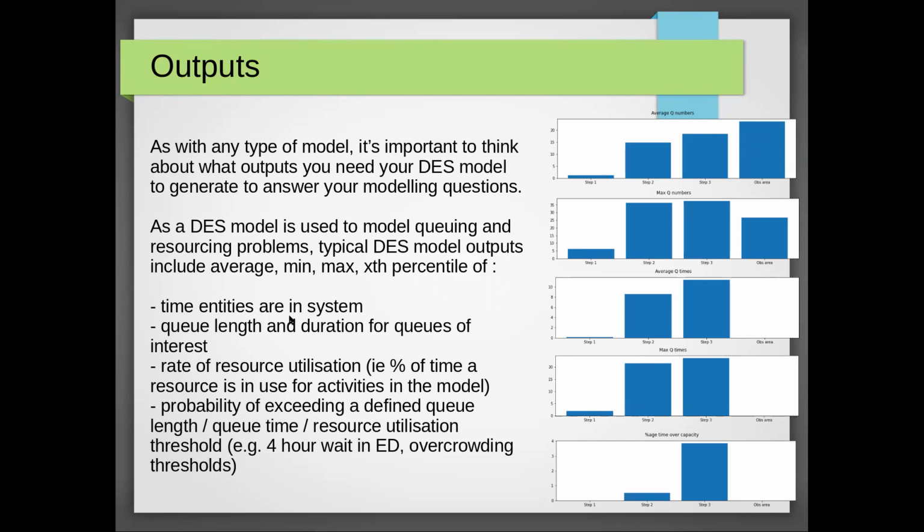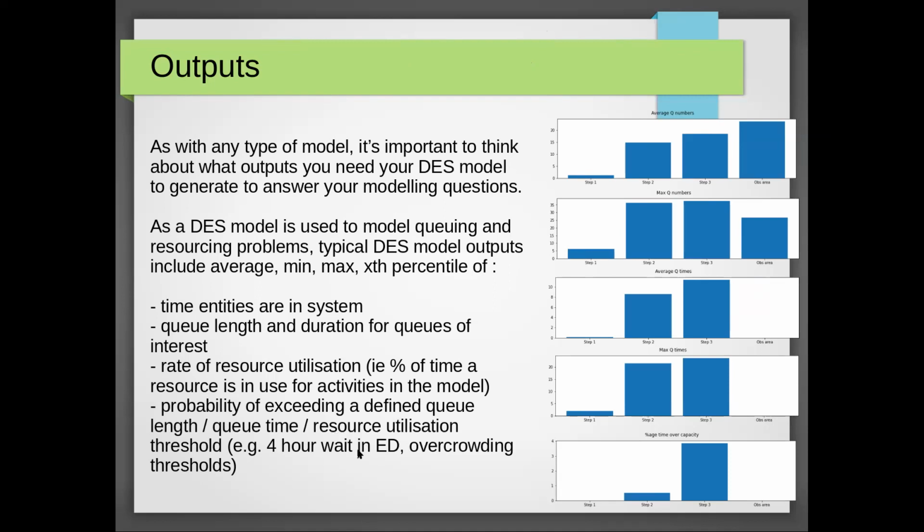So how long entities were in the system as a whole, how big the queues were getting, and how long people were queuing for particular activities. The rate of resource utilization is often something we want to know, i.e. what percentage of time is a resource being used. If a nurse is being used 100% of the time, that might seem very efficient, but that means that there is no flexibility in your model. Not least the nurse probably isn't going to like that either, with good reason.